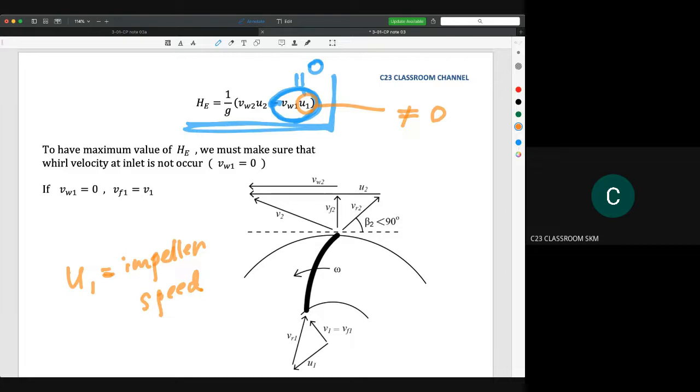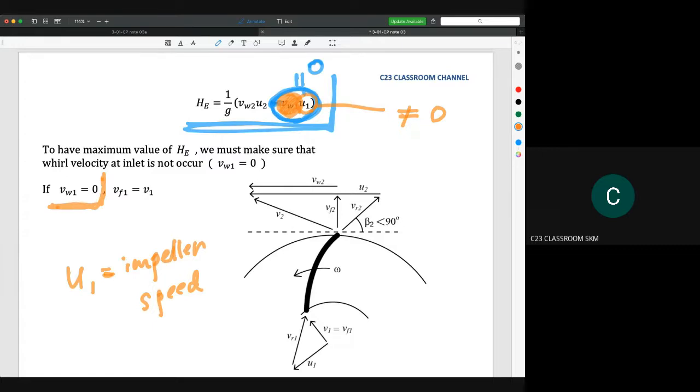So what we could do is make sure that V1 here is equal to 0. What is V1? V1 is actually the turbulent velocity at the inlet. It is found that if we design a very good shape angle, it could reduce the turbulence in the inlet to 0.